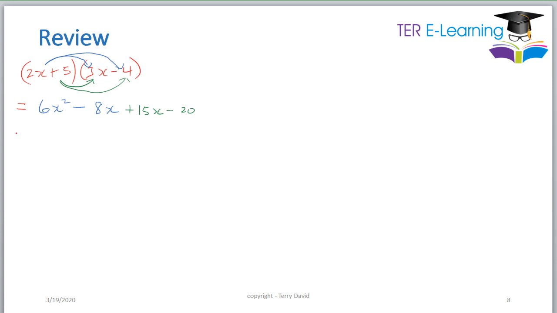So this will be 6x squared. And the next part is minus 8 plus 15, and that will give me 7. So this is plus 7x minus 20. So that is how we expand and simplify something like that. If we have to multiply two brackets, this is the method we're going to use.